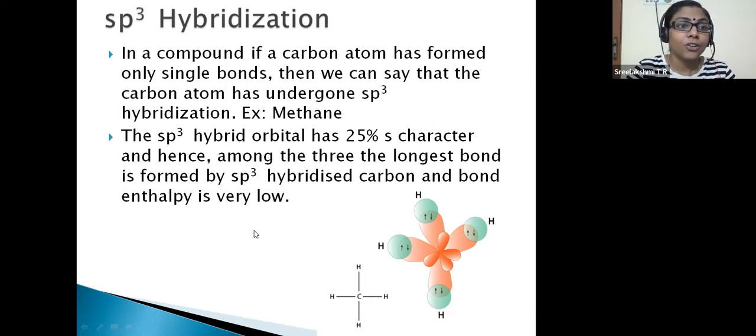They become four equal energy, same shaped lobes or orbitals, which are oriented in four different directions. Their energy is the same and their shape is the same; they are hybrid orbitals. One s orbital and three p orbitals are involved, so 1:3. Each of these four new hybridized orbitals possesses 25% s character and 75% p character.